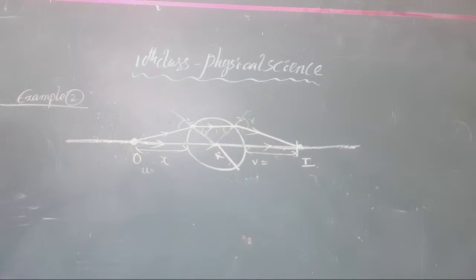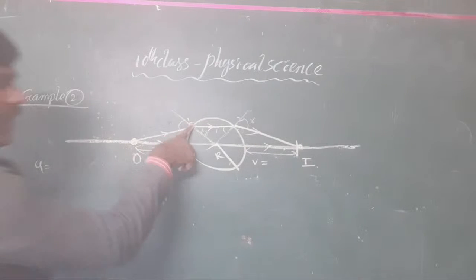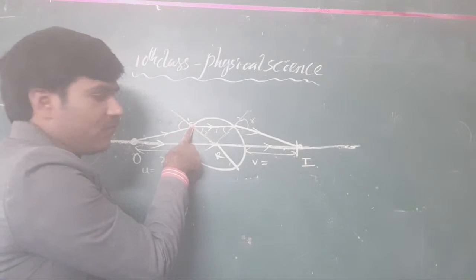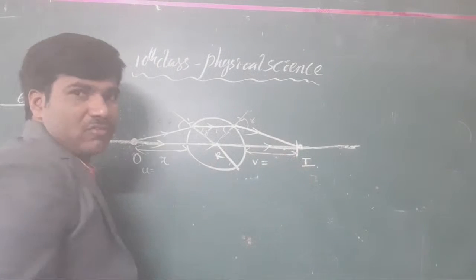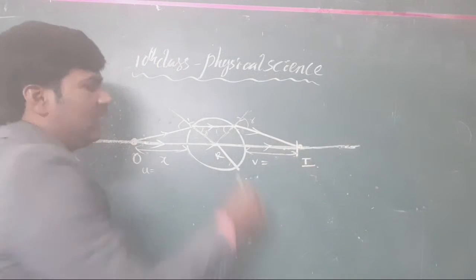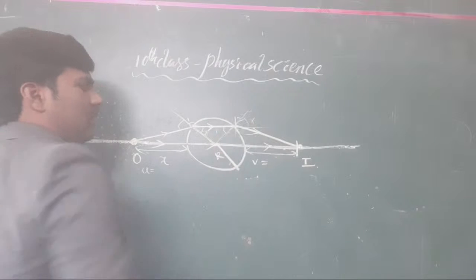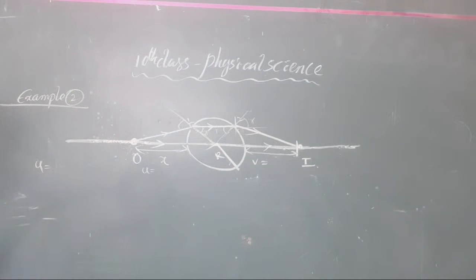Okay, clear or not, all the students? Here we require the real image. Now, you know very well, when our refracted ray after refraction at the first surface is parallel to the principal axis, okay, clear or not, all of you? When it is parallel to the principal axis, the real image is formed at this particular place only.